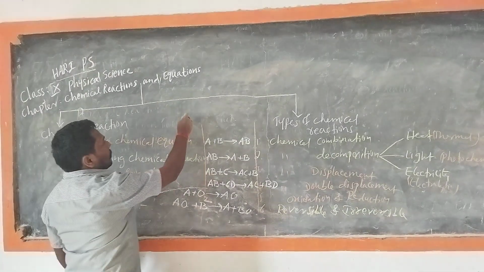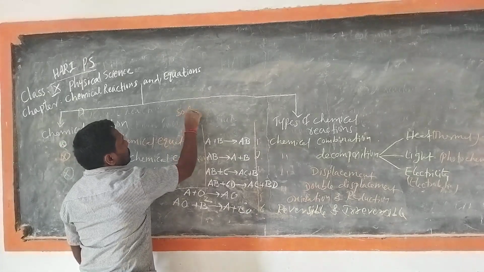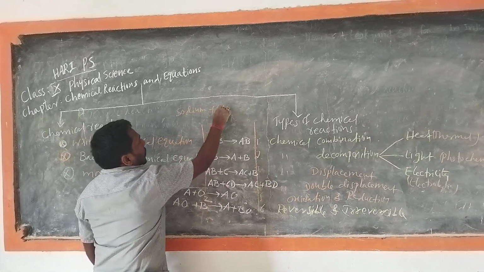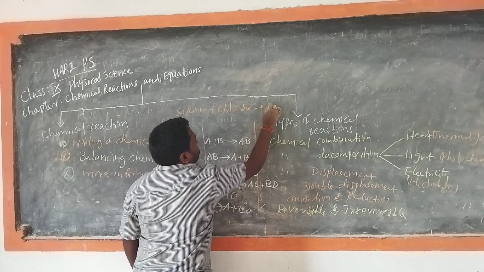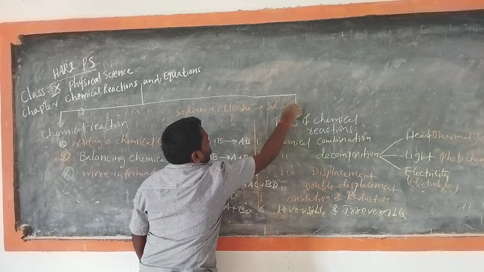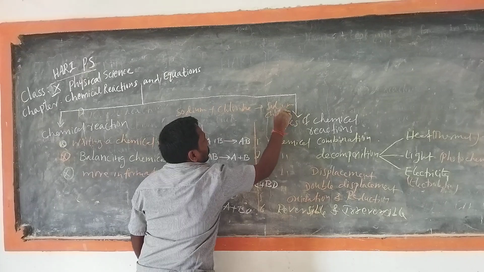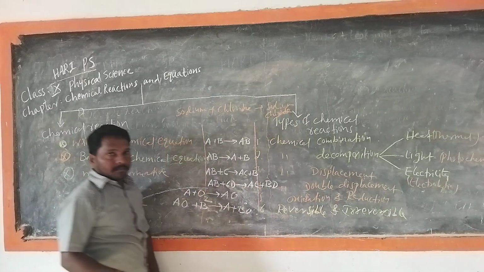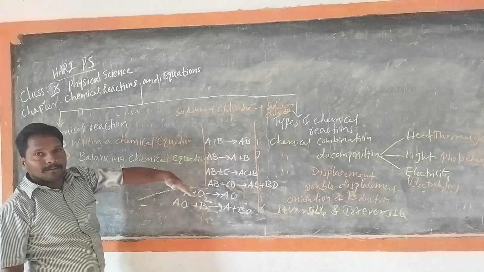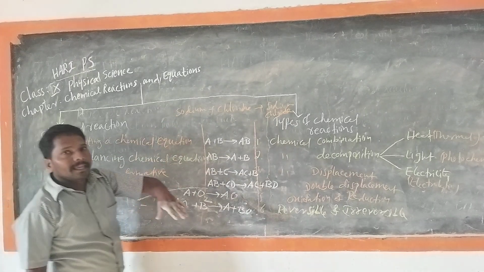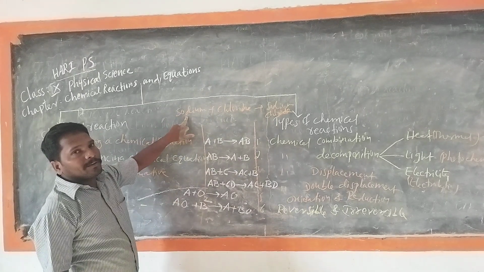For example, sodium combined with chlorine gives us sodium chloride. This is a word equation. So, balance the following chemical equation.